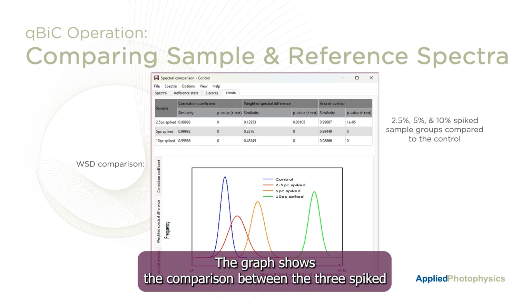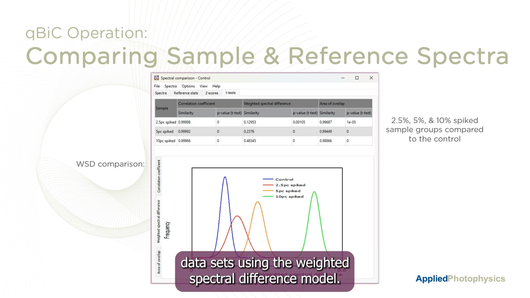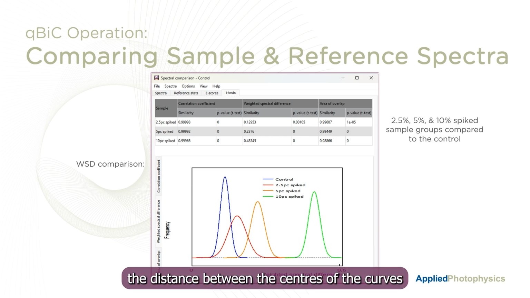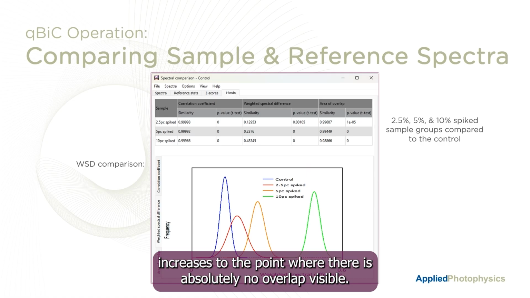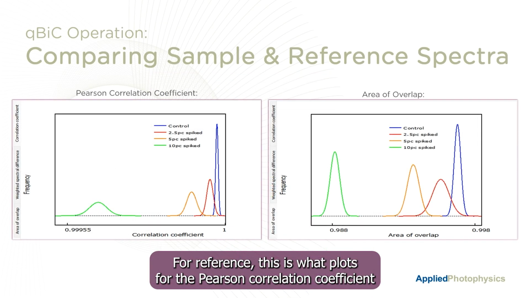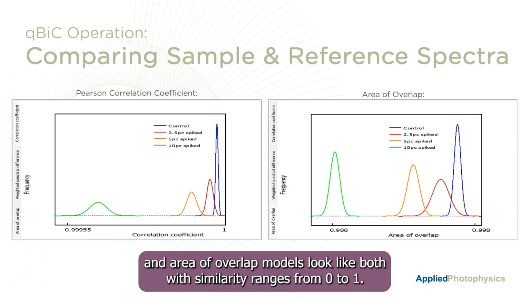The graph shows the comparison between the three spiked data sets using the weighted spectral difference model. As the concentration of the mutant increases, the distance between the centers of the curves increases to the point where there is absolutely no overlap visible for the 10% spiked samples. For reference, this is what plots for the Pearson correlation coefficient and area of overlap models look like, both with similarity ranges from 0 to 1.